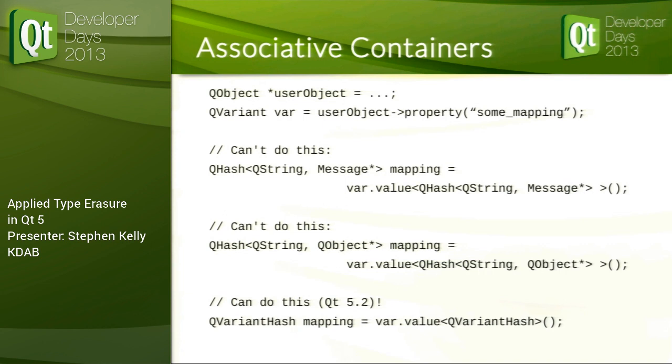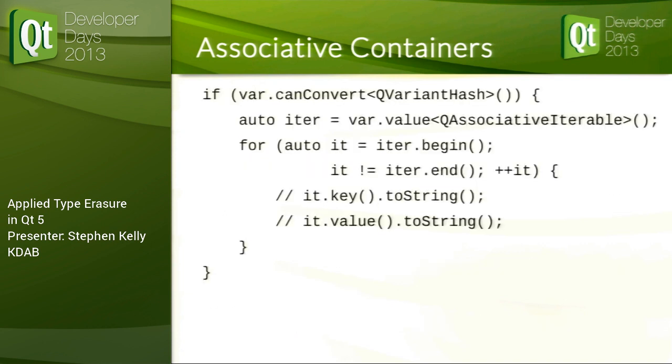But again, the problem is that would be looping twice. So I can do the exact same thing as I had with the sequential containers before. I can check if I'm able to convert it, then I extract an iterable, and then I'm able to do regular iteration using that thing.